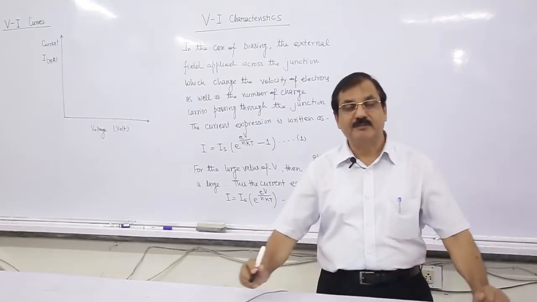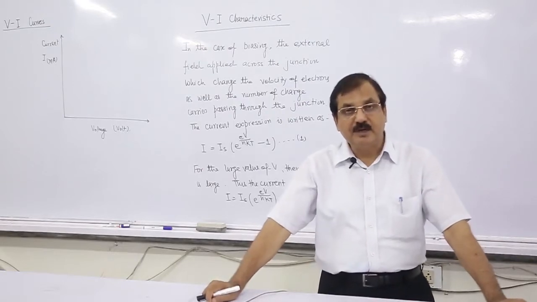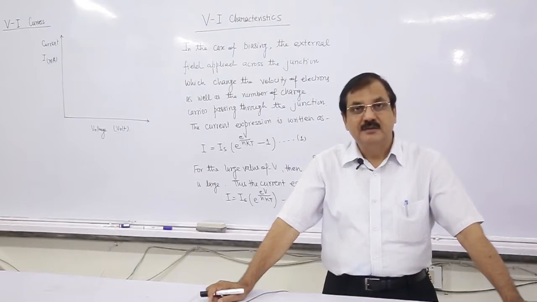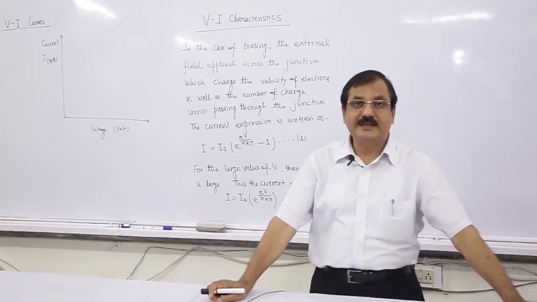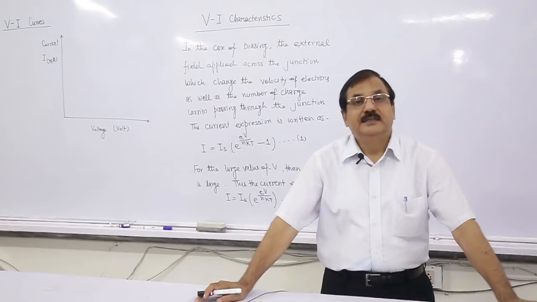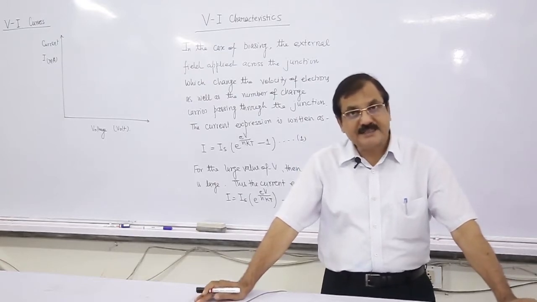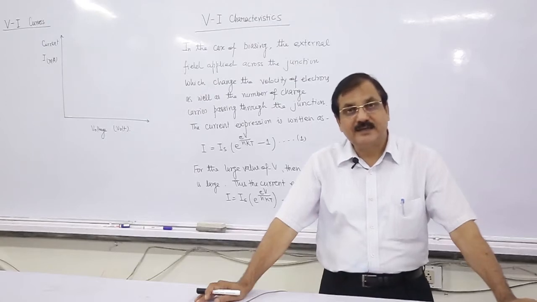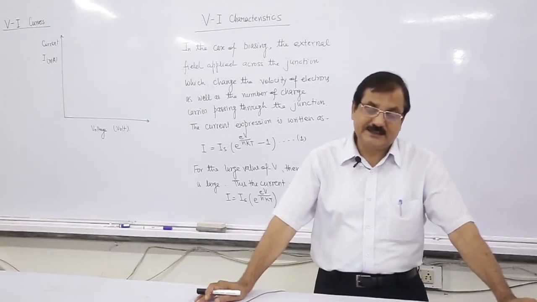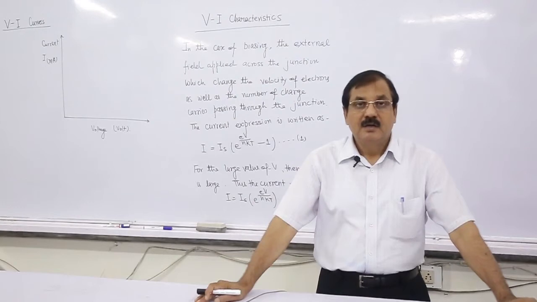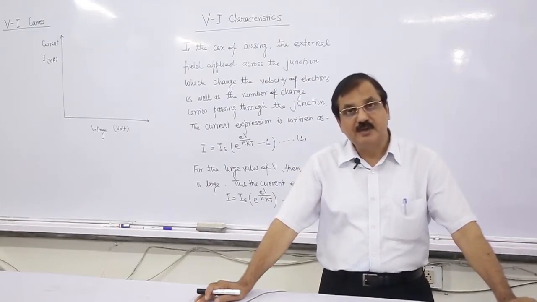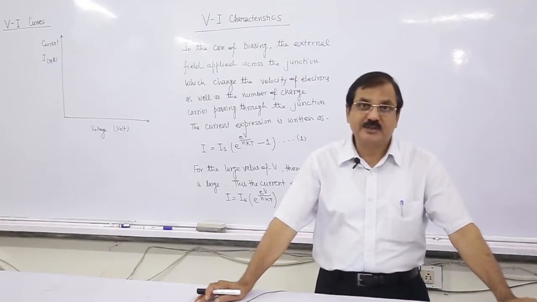In case of forward bias, the number of electrons will increase across the junction. So the number will increase and therefore the amount of current will increase. In case of reverse bias, the number will decrease and the current will correspondingly decrease. Along with this, there is a change in velocity, because the velocity depends upon the energy provided to the electron during the motion.